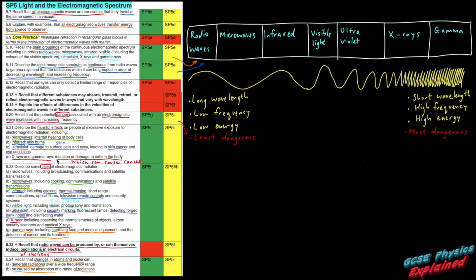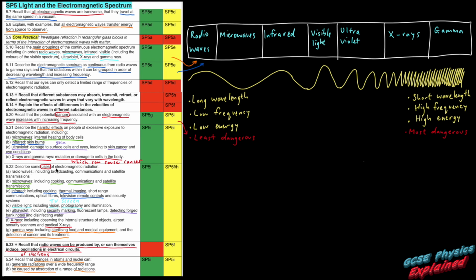X-rays and gamma rays, the dangers, they could mutate or damage your cells in your body, and that could cause cancer. So don't just say X-rays and gamma rays could cause cancer. Say they damage your cells. You could even say damages the DNA of cells for 1 mark and then causes cancer for another mark.